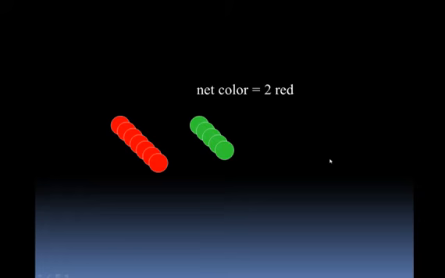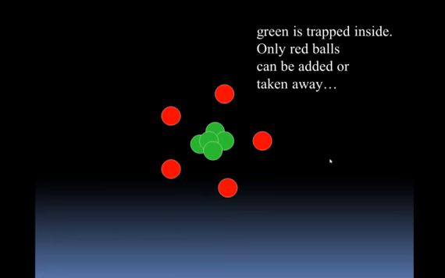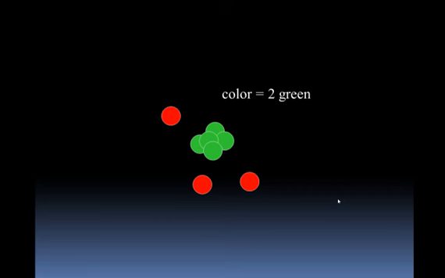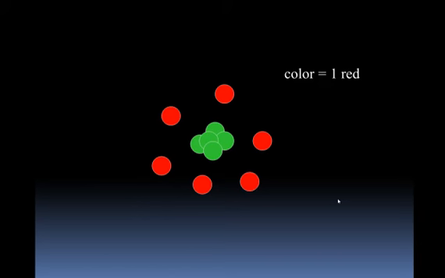Now I added on 2 more, I have a net color of 2 red. Green is trapped on the inside and only the red balls can be taken away or added. So you can't touch the green anymore. So we have 1, 2, 3, 4, 5 green and 1, 2, 3, 4, 5 red. Okay, I just took away 2 red, which means my net color is 2 green. Good. Okay, put them back.